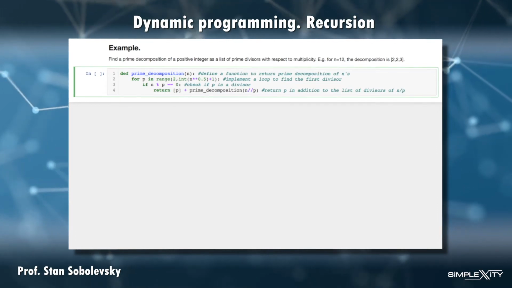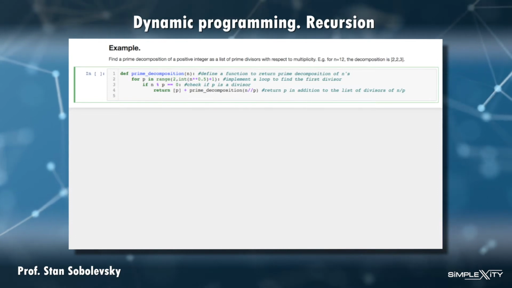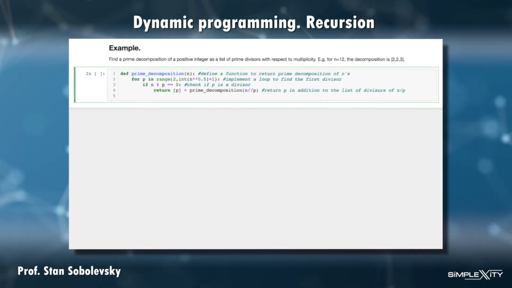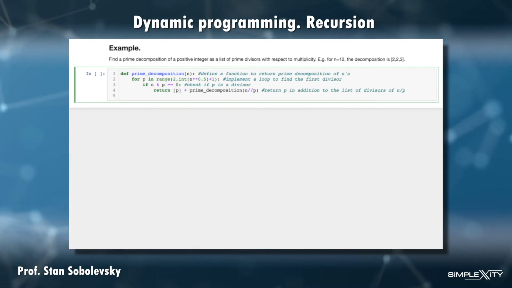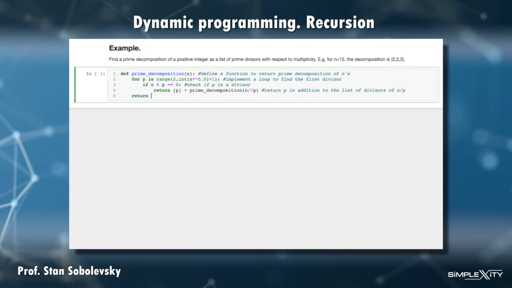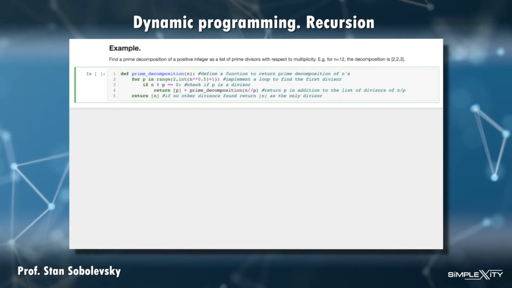The last thing we need to do is to account for the case if the function survived this entire loop and there's no other divisor found. In this case, n is the only divisor, and we finalize the function by returning n. So as simple as that, only 5 lines of code.